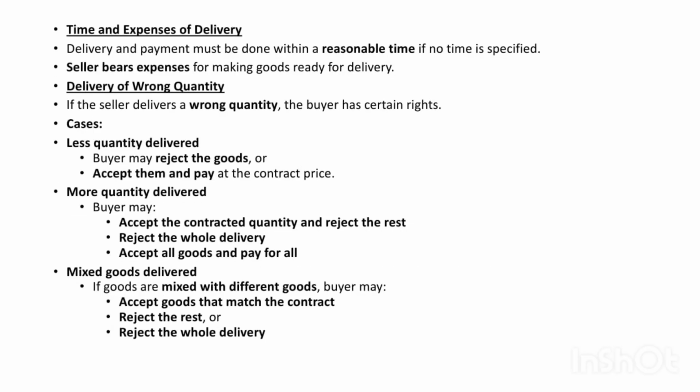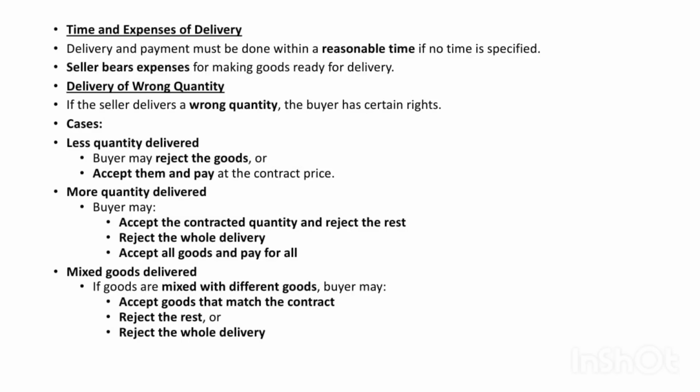Now let's move on to the next topic, that is time and expense of delivery and delivery of wrong quantity. The delivery and payment must be done within a reasonable time if no time is specified. Reasonable time is not defined. It depends on nature of goods, distance, trade, custom. So perishable goods must be reached within hours and heavy machinery within weeks. The seller bears expenses for making goods ready for delivery.